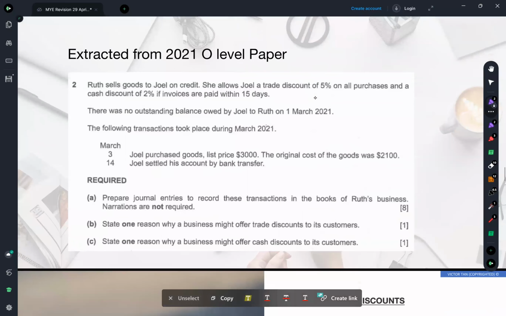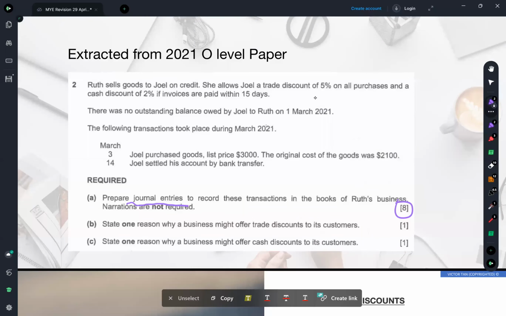All right. So this question, Ruth sells goods to Joel on credit. She allows Joel a trade discount of 5% on all purchases and a cash discount of 2% if invoices are paid within 15 days. So even though it's an O-level question, you notice that it's the same thing. You buy goods, you sell goods. And the question asks you to prepare journal entries. How many marks? It is 8 marks. This question is like a 10 mark total, 8, 9, 10, just on this topic, on buying and selling goods.